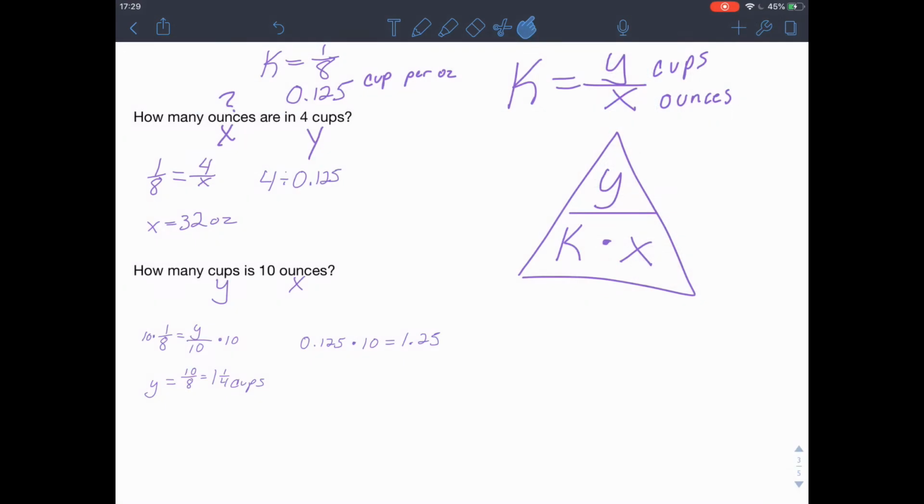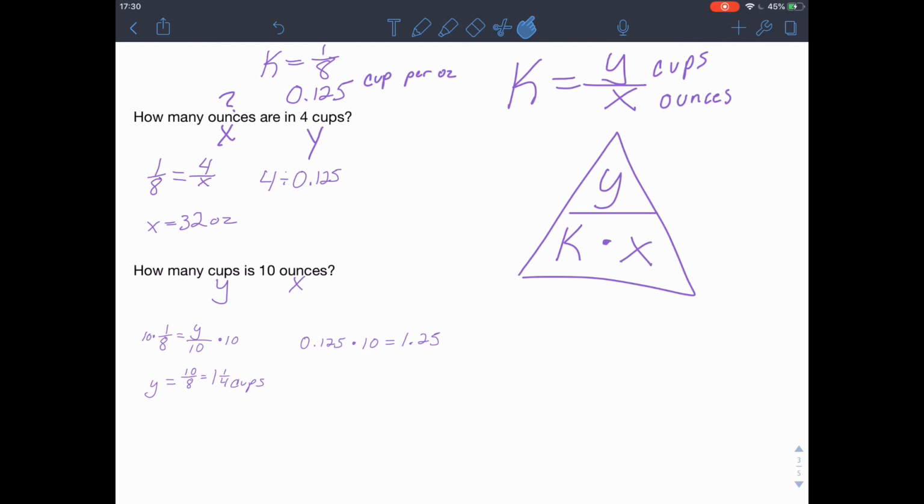So now that we know that the ounces and cups are proportional from the back of that book, we can use that constant of proportionality, which we could either write as the fraction 1/8 in simplest form, or we can use that unit rate of 125 thousandths, and we can use those to help us figure out any missing amounts of cups or ounces if we know the other. So how many ounces are in 4 cups?